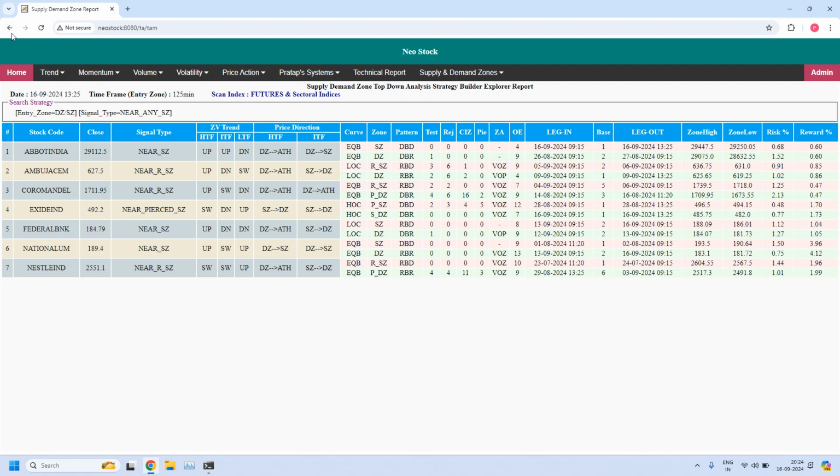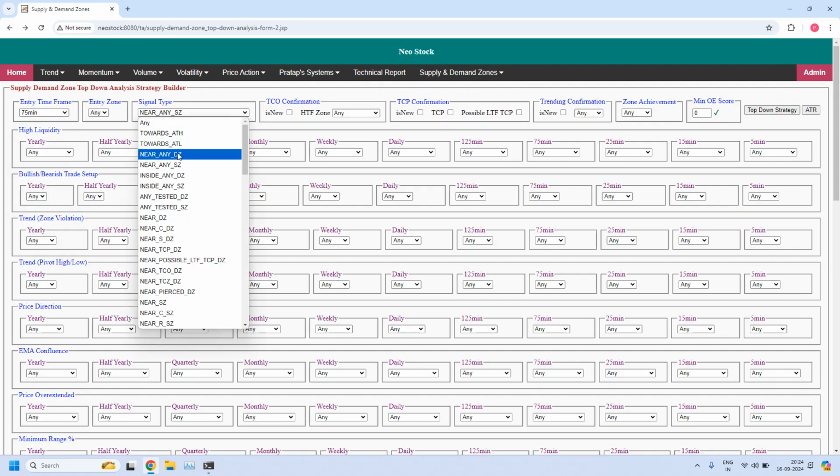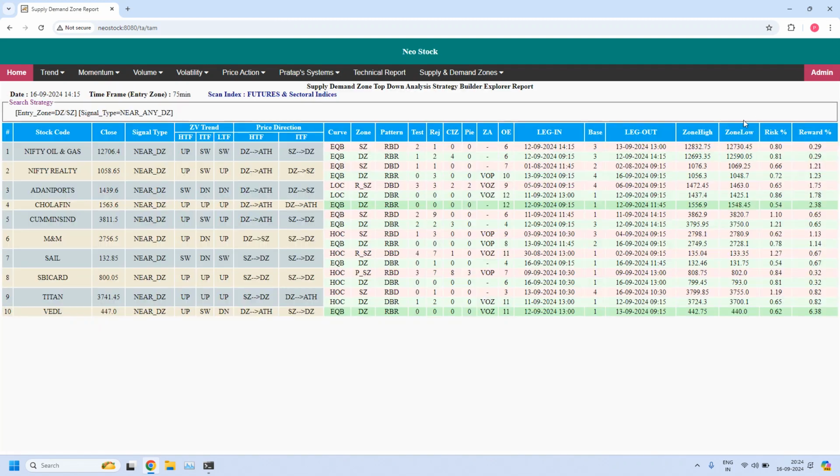Okay, the next time frame is 75 minutes. Let us find the stocks near the 75 minutes demand zone. 10 stocks are filtered. Let us identify any 75 minutes high liquidity demand zones from this list.